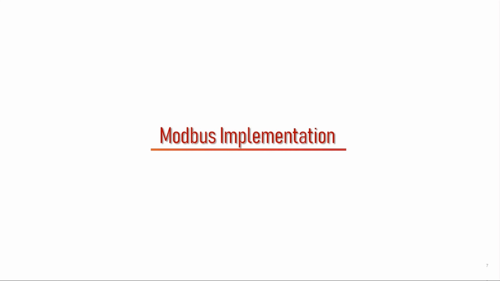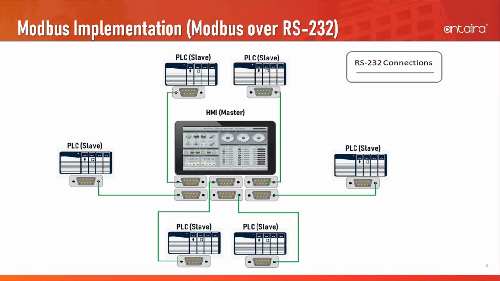Let's move on to Modbus implementation. The Modbus protocol is used by a wide range of automated equipment. The initial implementation was to adopt the existing RS-232 standard. It provided a point-to-point communication between a master device and a slave device.